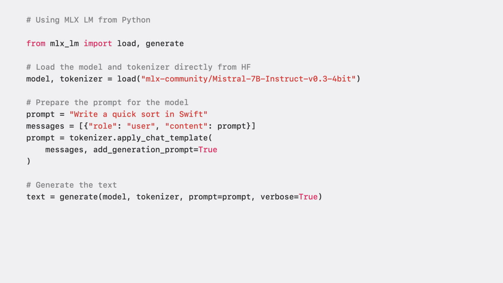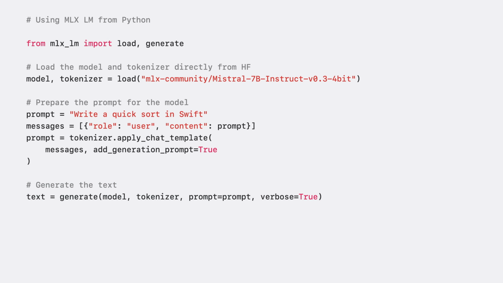First, we import two utilities, load and generate. Load, as the name suggests, handles everything related to model loading. It fetches the requested model, either from your local disk or directly from Hugging Face, and sets up the model object along with the tokenizer. Then we call generate. This function performs a token generation loop and returns the output text, which we can process further in Python, log, or feed into other systems.